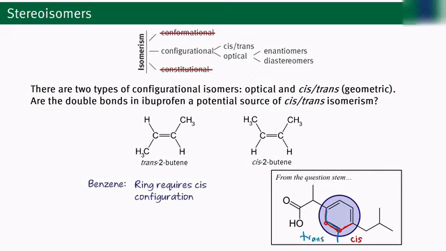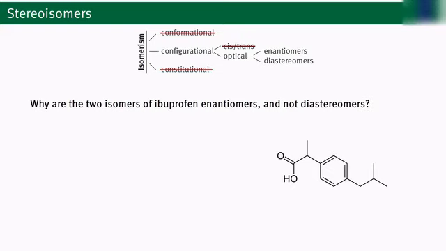with a cis configuration. Next up, the carbonyl group. That double bond is also not a source of cis-trans isomerism. Why not? We don't have any substituents on the oxygen atom, and it's the substituents that help us determine the cis or trans configuration. Bottom line, no substituents, no cis-trans. So we've considered all of our double bonds, none are a source of cis-trans isomerism, so we must be dealing with optical isomers.